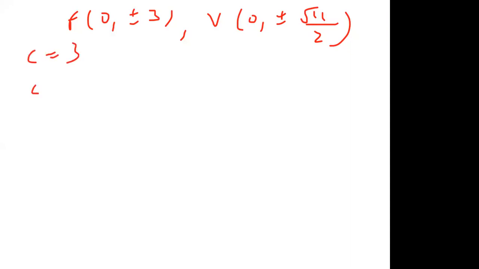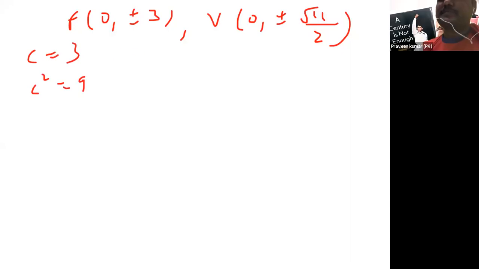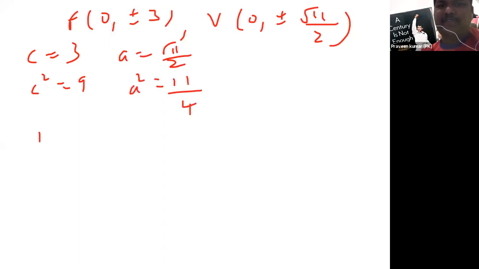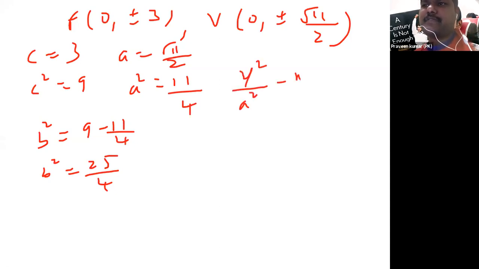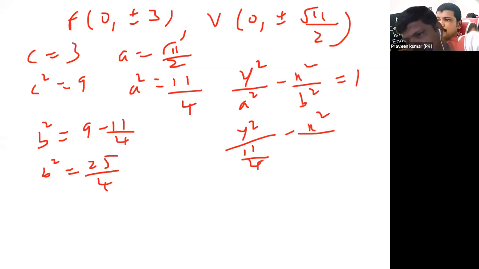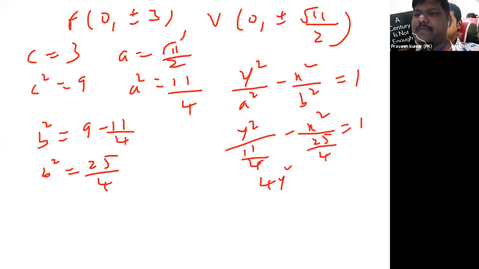Foci means C is 3, C square is 9. Sinchana, tell me. Vertex means A is equal to root 11 by 2. Fraction, no issue, A square is 11 by 4, let us assume. B square is equal to 9 minus 11 by 4. 4 9s are 36, so 25 by 4. So it is on the y-axis, no? Y square by A square minus X square by B square equal to 1. Four y square by 11 minus 4x square by 25 is equal to 1. Correct? Perfect. Super.